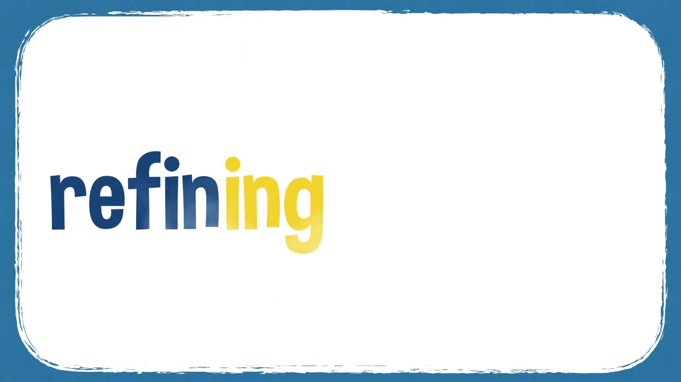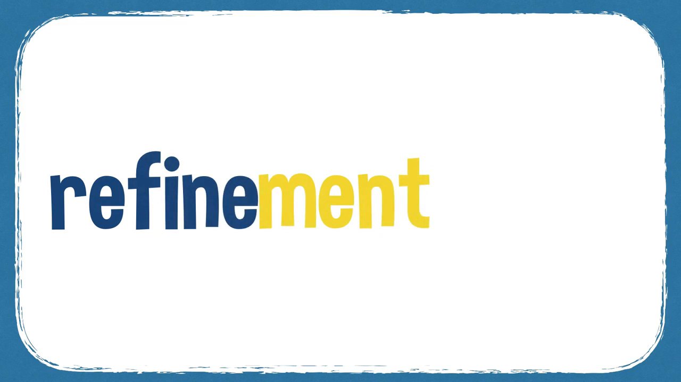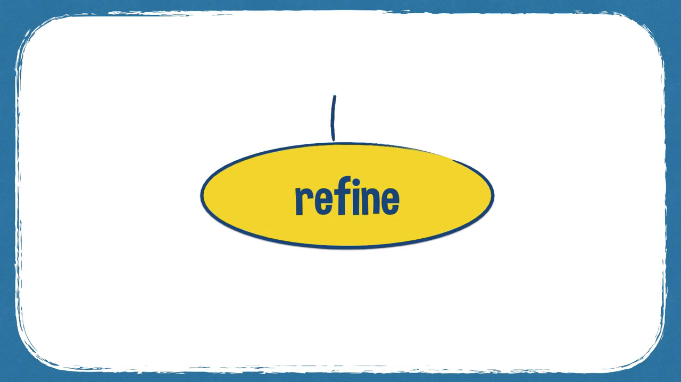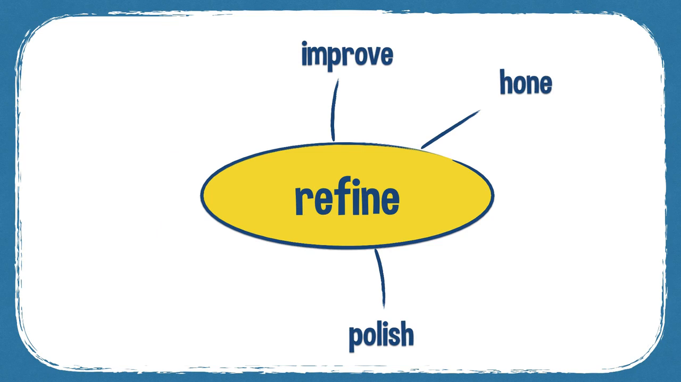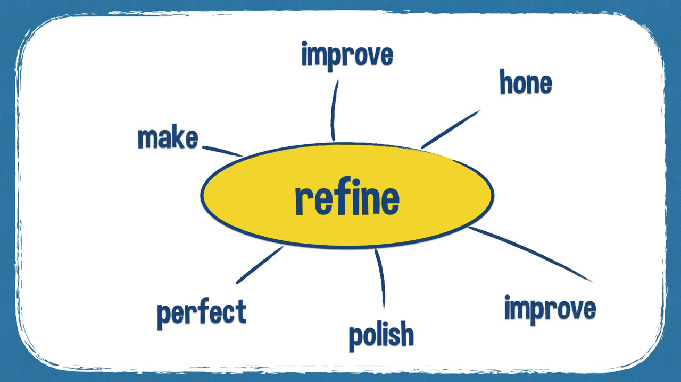Here are some forms for refine. And for a noun, can you guess the noun form for refine? Here it is: refinement. Refinement. And some synonyms: improve, polish. Polish as in to make it better. Hone. The word hone means you hone a skill. You make your skills better. Perfect. Make and improve.